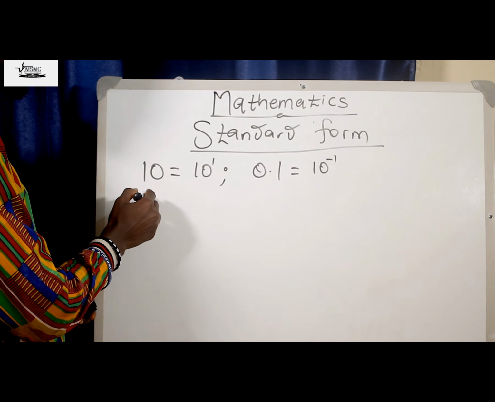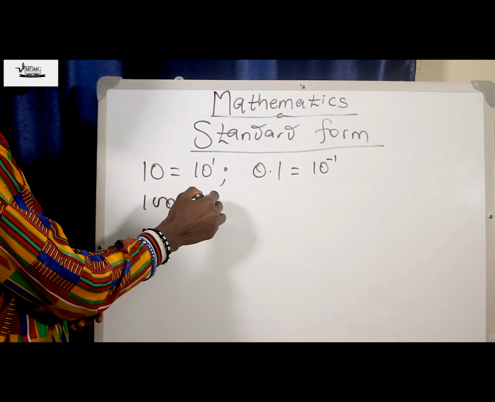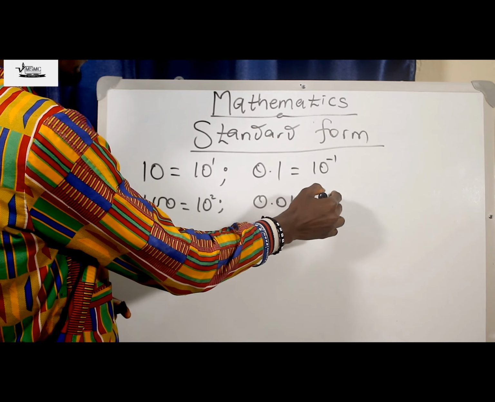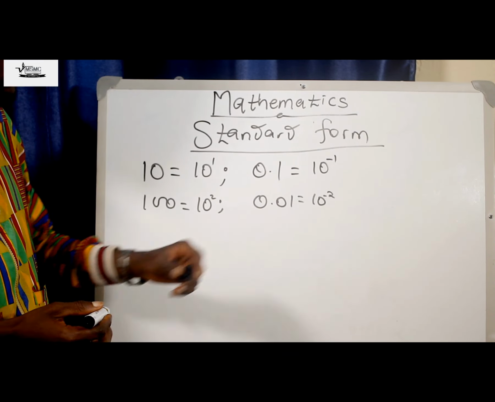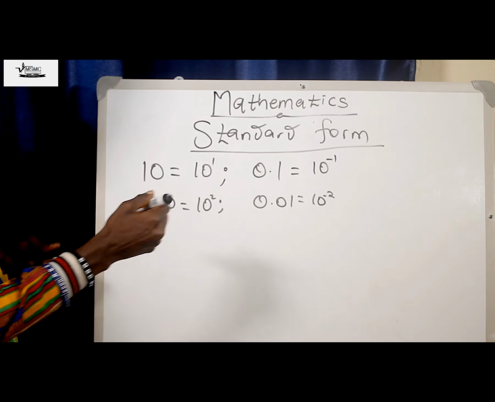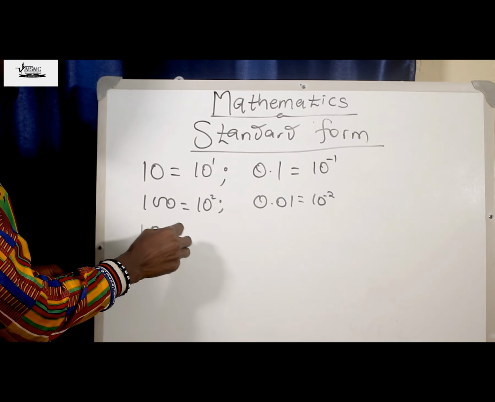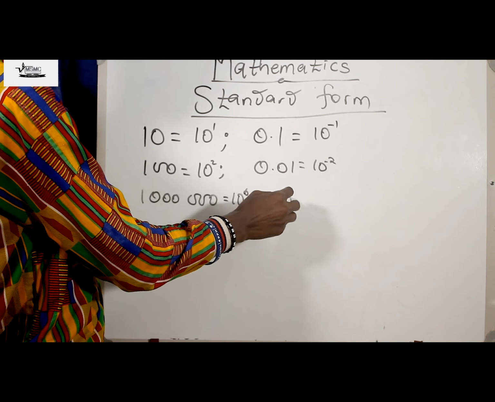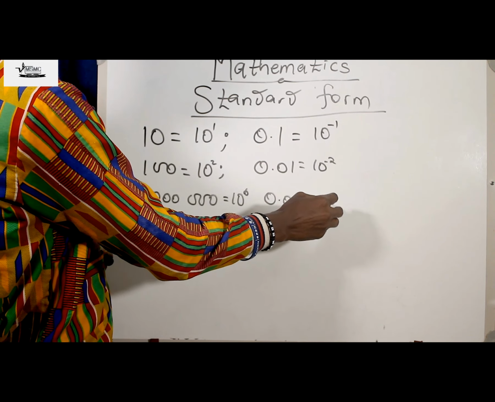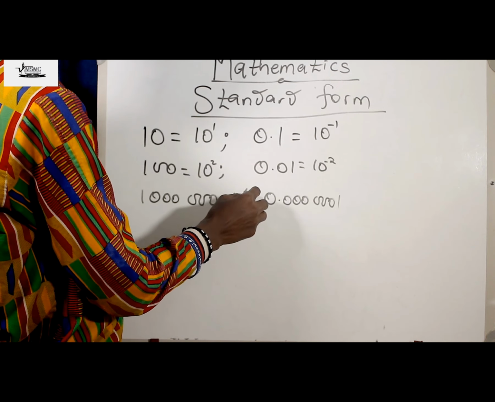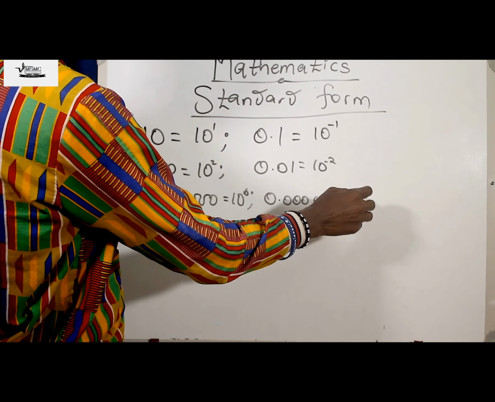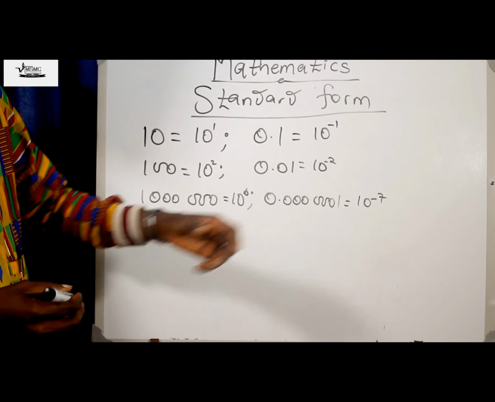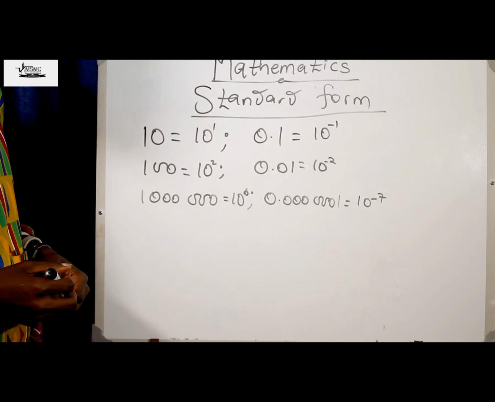If you have 100, it is 10 raised to power 2. Also, if you have 0.01, it is 10 raised to power minus 2, because you're having 2 digits after the decimal point. Okay, and so on like that. Let's assume you have 1 million. 1 million will be 10 raised to power 6. If you also have 0.000001, it will be 10 raised to power minus 7. This will be 10 raised to power minus 7 because you're having 7 digits after the decimal point.